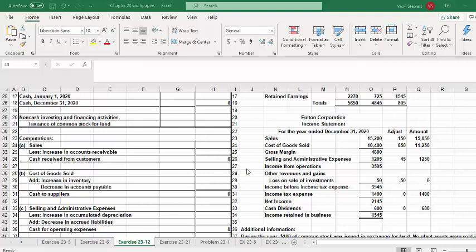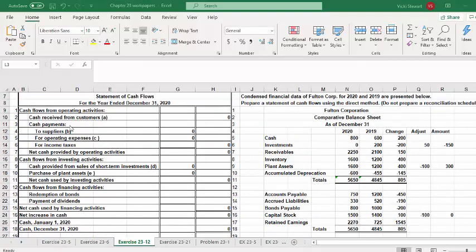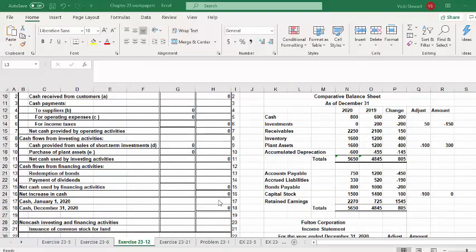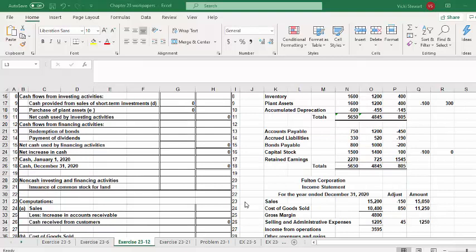For this problem, we are going to be using the direct method for the operating activities section that will show cash received from customers and cash payments to determine the net cash provided by operating activities. And then we will complete the statement with the cash flows from investing and financing activities and show the net increase in cash. And we also have a non-cash investing and financing activity to list.